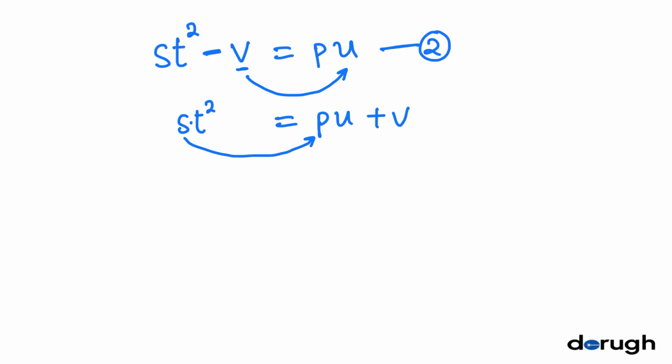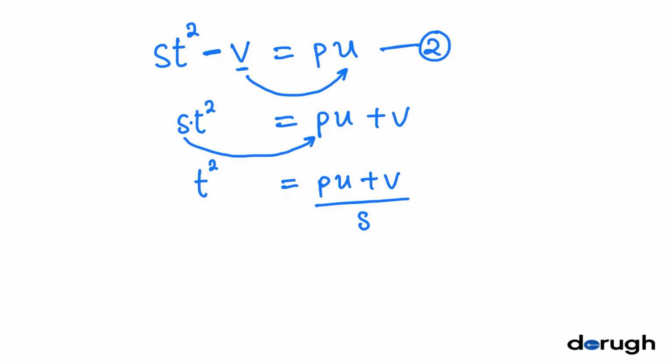So once we do that, we'll have only T squared. And on the other side, we'll have PU plus V all divided by S. So S has to divide every other thing that was already existing on that side of the equal to sign. That's how it works. And now we have T squared equals PU plus V all over S.